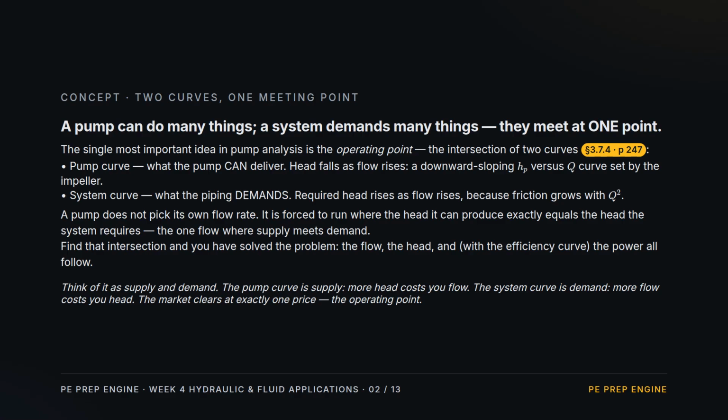A pump doesn't pick its own flow rate. It's forced to run where the head it can make exactly equals the head the system needs. Find that intersection, and the whole problem falls out. Flow, head, and with the efficiency curve, power. Think supply and demand, clearing at one point.